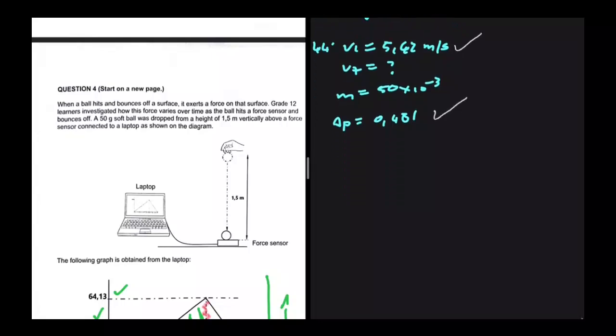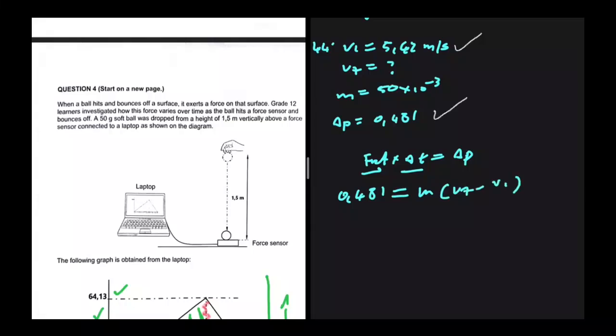Anyway, so F net multiplied by the time is equal to the change in momentum. So what is F net multiplied by the time? That is 0.481. This is equal to the change in momentum, the mass multiplied by VF minus VI.